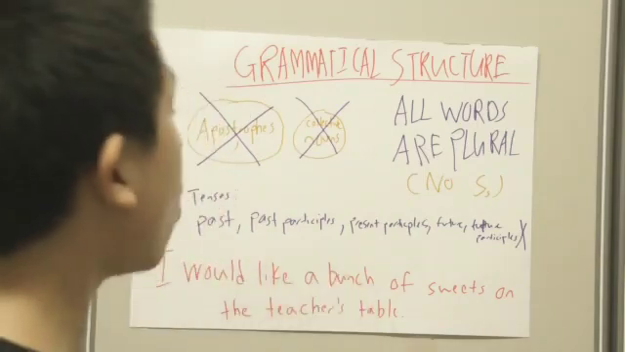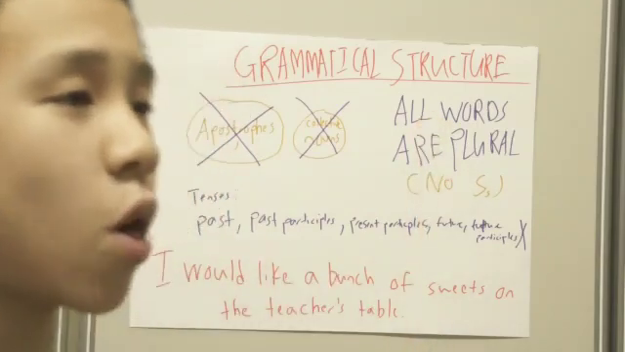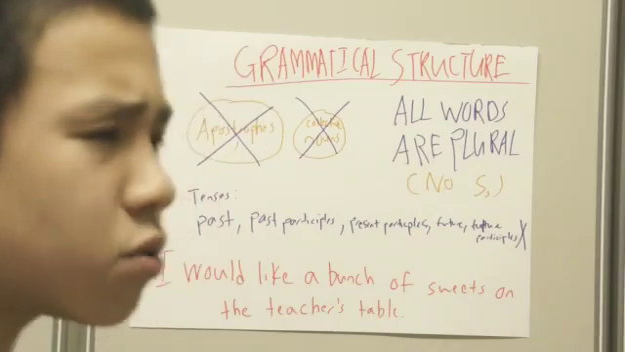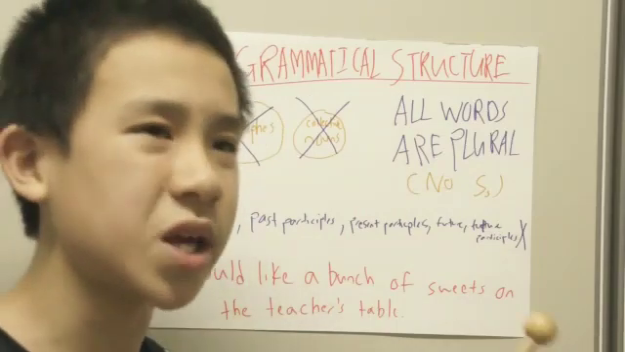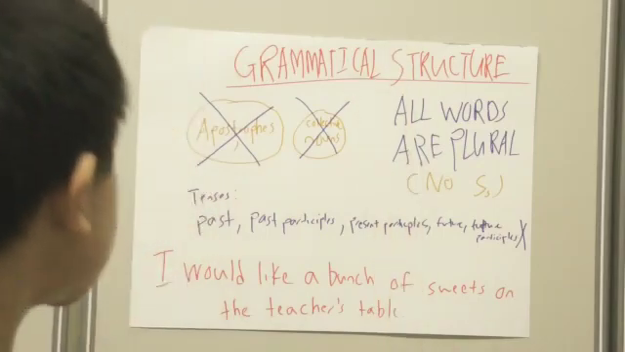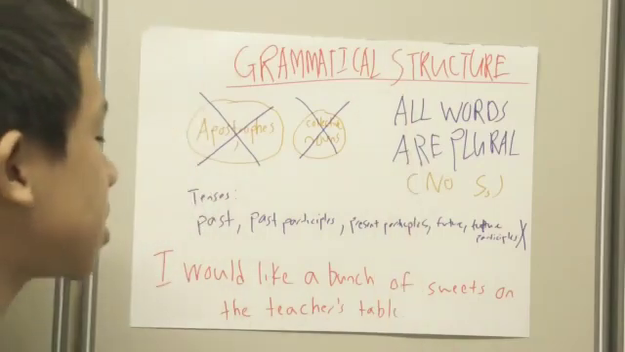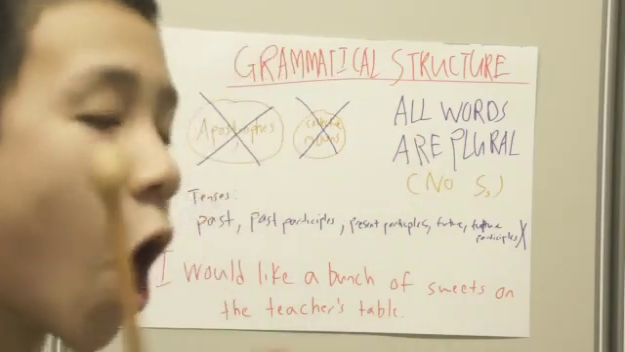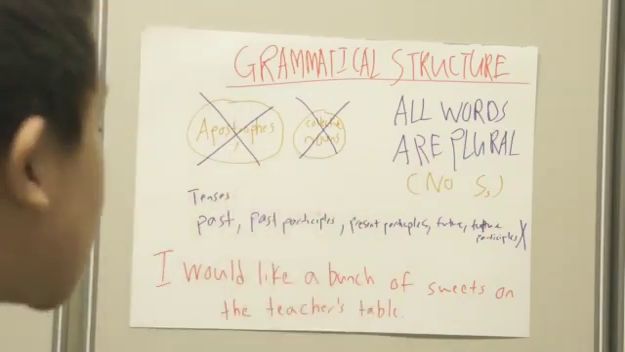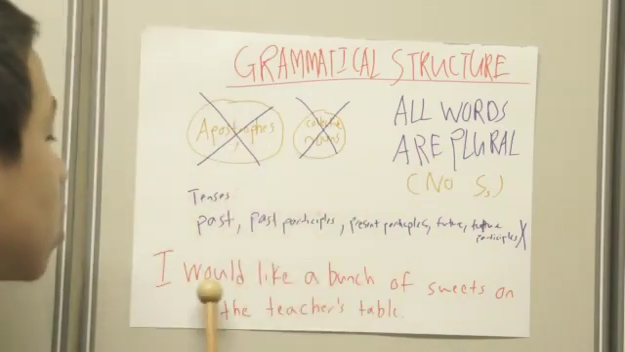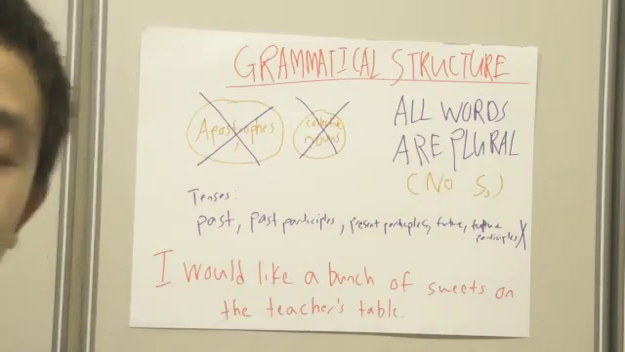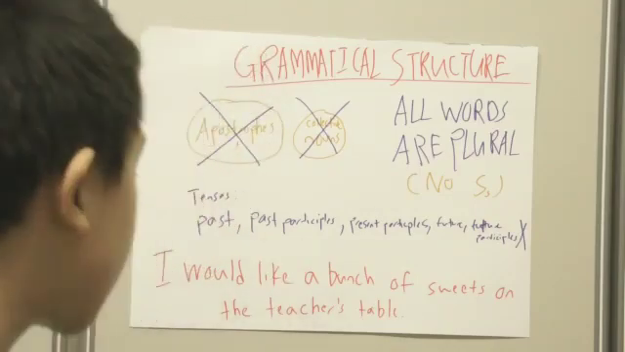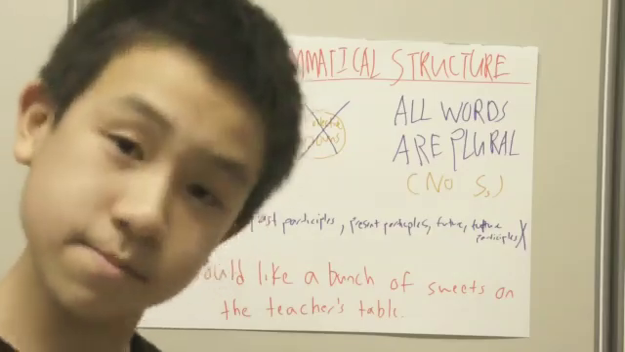And we also have to know that all words are plural with no S's. So there's no need to add an S to make the word plural to show quantity. So there's no need to add S's in the word sweets. We can just say sweet. And we also have to understand that tenses of past participles, present participles, future and future participles are absolutely non-existent at all. All words should only be in the present tense. Combining all that we've learned, we'll look at the sentence, I would like a bunch of sweets on the teacher's table. In America, we say it as, I would like a bunch of sweets on the teacher's table. But in Singlish, we have to say it as, I want sweet on teacher table.